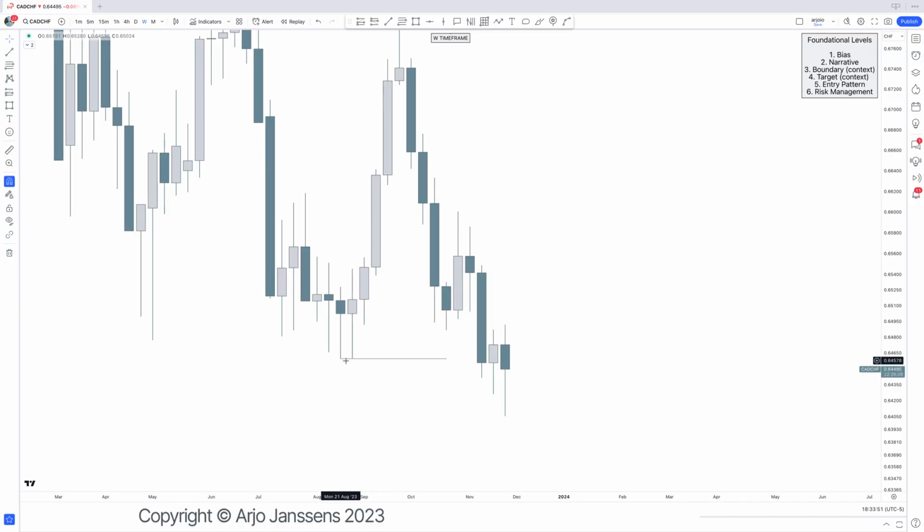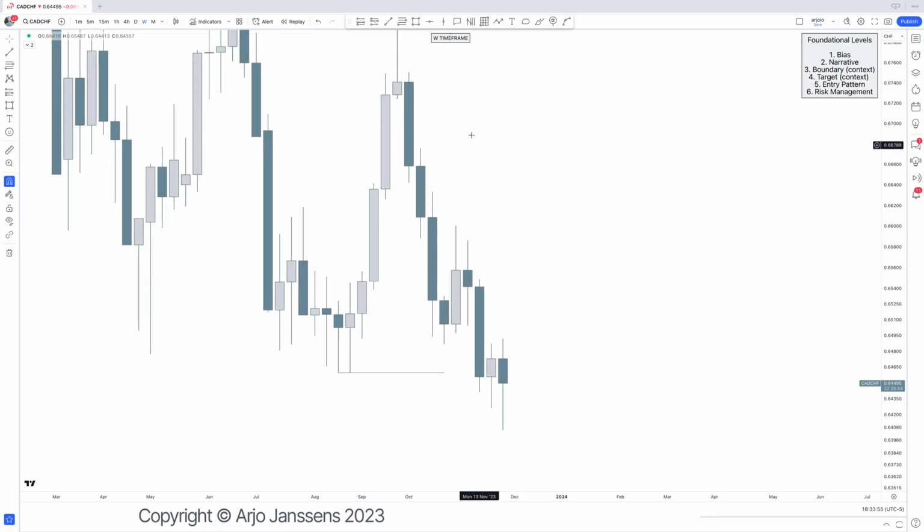That low is a mitigation block on the weekly time frame. So that is where these lows should be in close proximity, close towards the clear fair value gap that we want to trade off of. They are close to each other, creating the low with the fair value gap. They are overlapping. That is what you want to have.